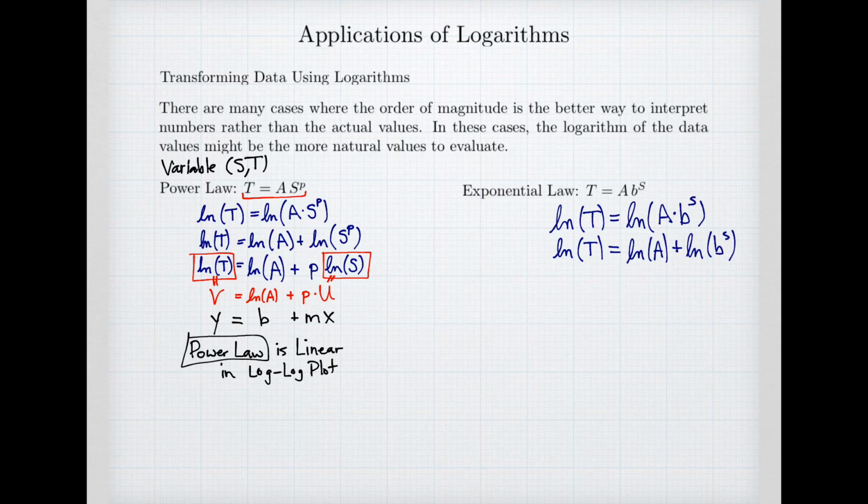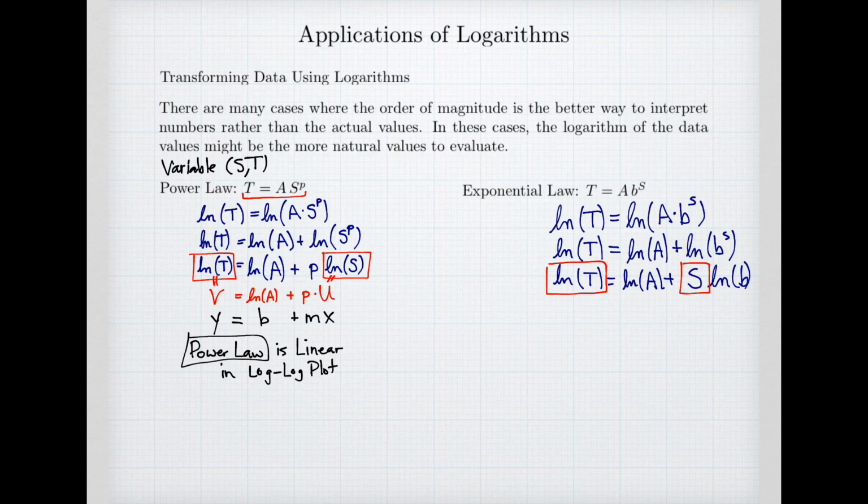And now I have a power, and so I can use the power rule, and the natural log of t is the natural log of a, plus that what's in the power, my variable, times the natural log of b. So what's different about this exponential model? On the left it's the same. We have the natural log of our dependent variable. But if I look where my independent variable is, it's not inside the logarithm, it's just all by itself.